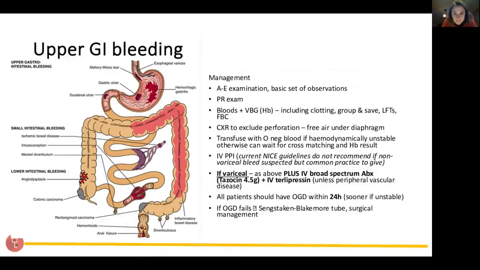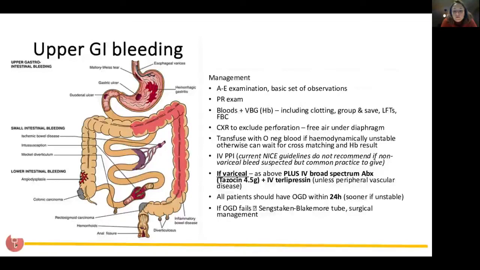You can transfuse them if they're hemodynamically unstable. Usually people give PPIs, and then there's specific management for variceal bleed, where you give broad spectrum antibiotics and terlipressin.